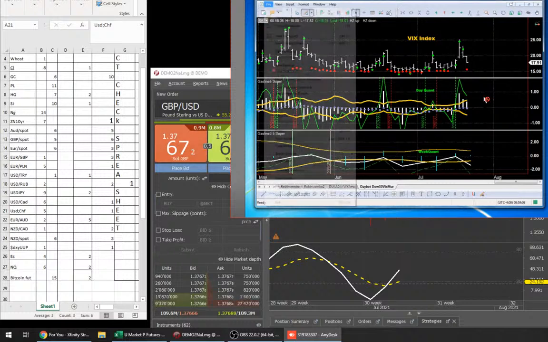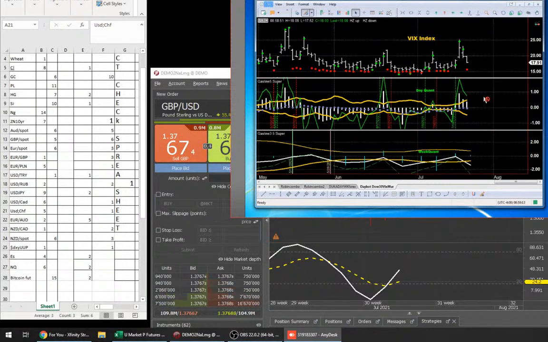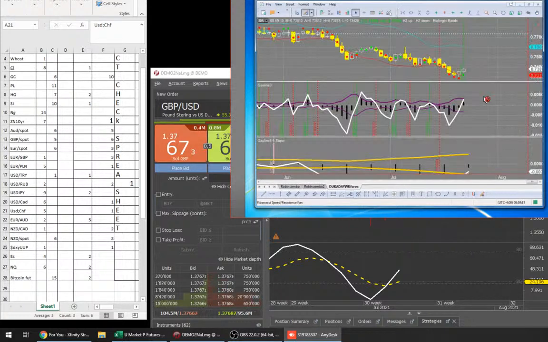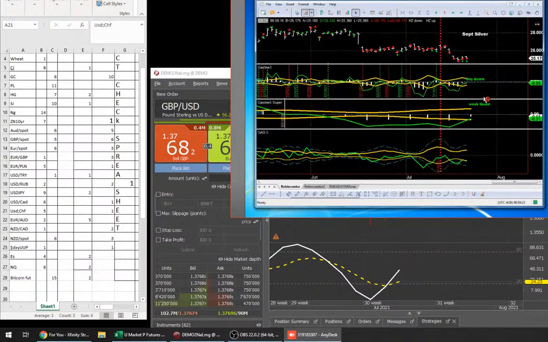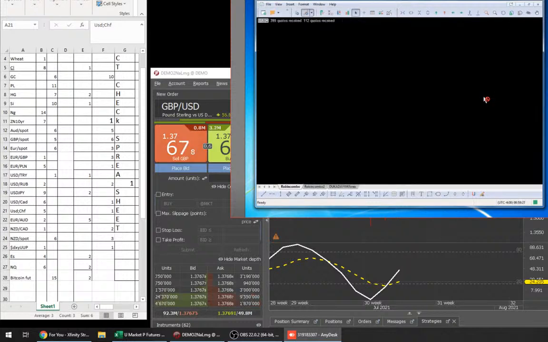I just want to make a copy of this and move it somewhere, so we don't have to open that up again. And then close workspace, and let's paste that somewhere, like right there. No, not right there. Let's do it right there in the combo, and paste it right there.